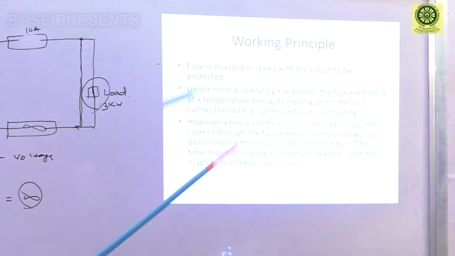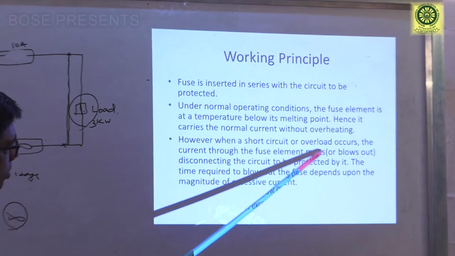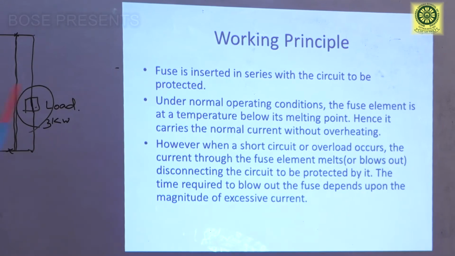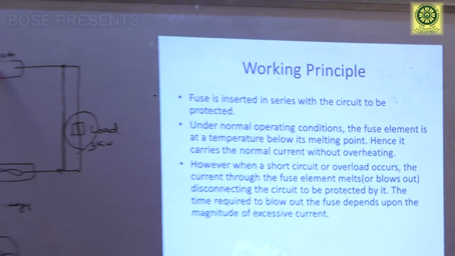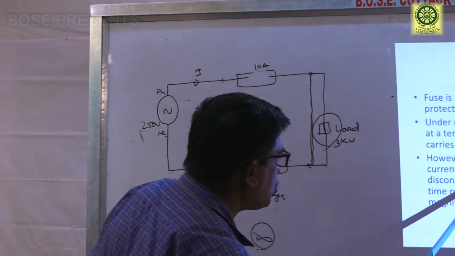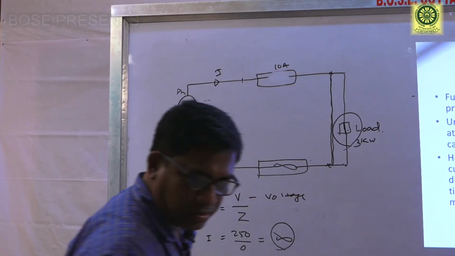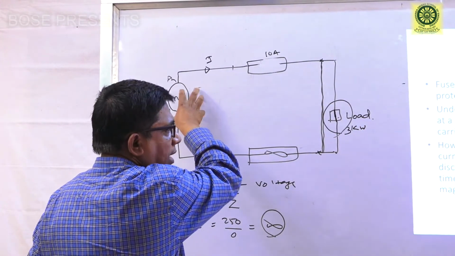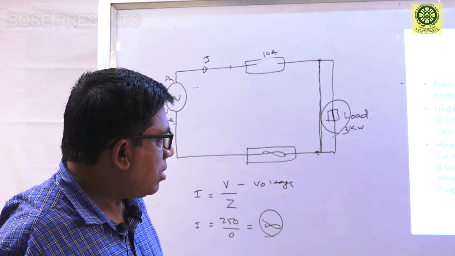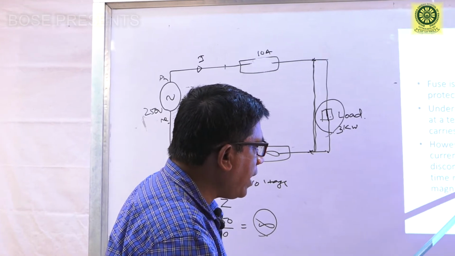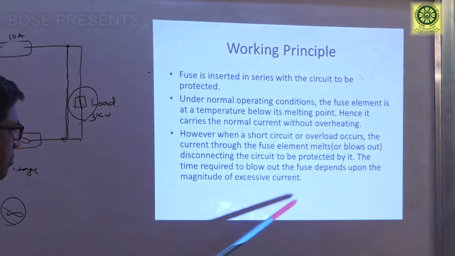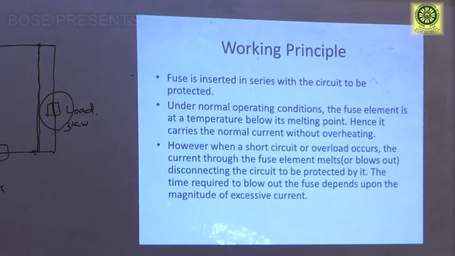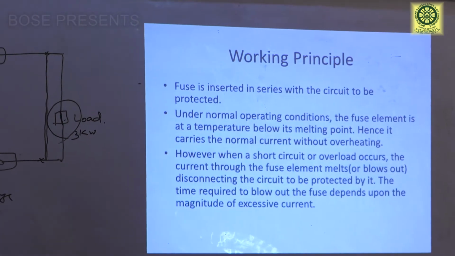You see, however, when a short circuit or overload occurs, the current through the fuse element melts or blows out. This is your blow out. It disconnects the circuit to be protected by it. This is your circuit. This is your load. So it is disconnected from the supply. The time required to blow out the fuse depends upon the magnitude of the excessive current. Now what is the meaning of this? For example, this is a fuse.